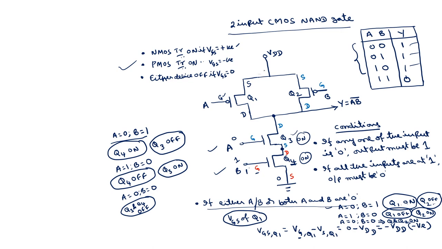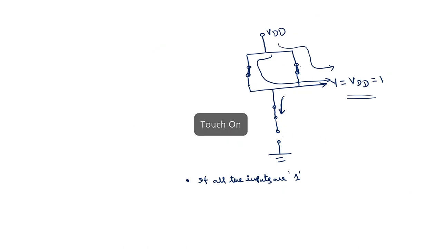Whereas VGS of this, this is at VDD and A is also at VDD because both A and B are 1s. So VGS becomes VDD minus VDD, 0. So this will be off. Similarly, the case of this one, here this is VDD, source is also VDD. So VGS of this one is 0, this is off. So both the PMOS transistors will be off, NMOS transistors will be on.